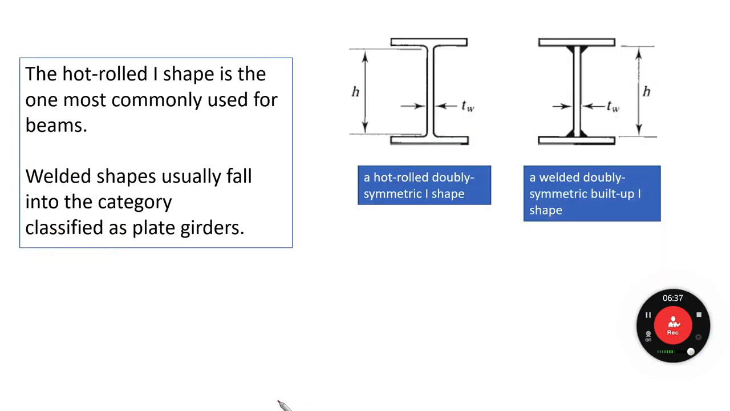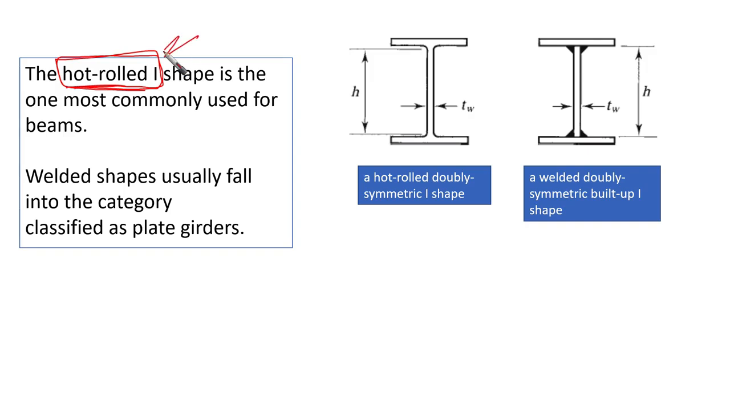Now let's go to the next part. There are 2 main categories for the shapes that we commonly use for beams. The first one is the hot rolled I shape, which is the most commonly used for beams. This is the hot rolled, based on the manufacturing process itself. This is a hot rolled doubly symmetric I shape.